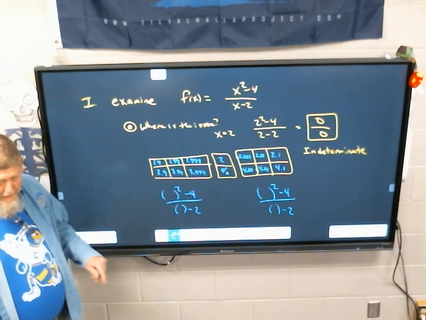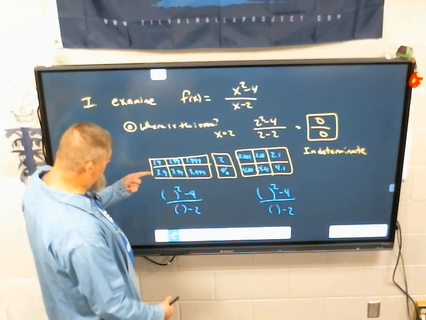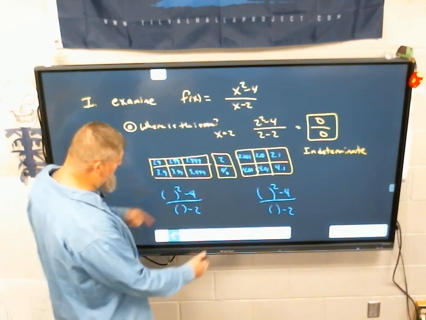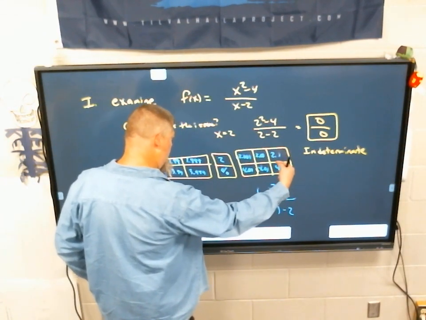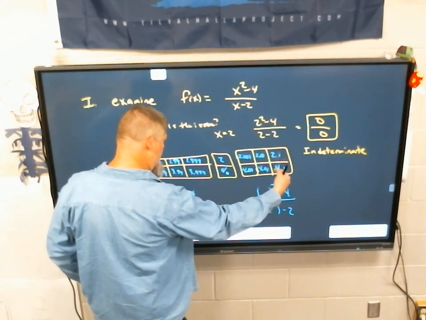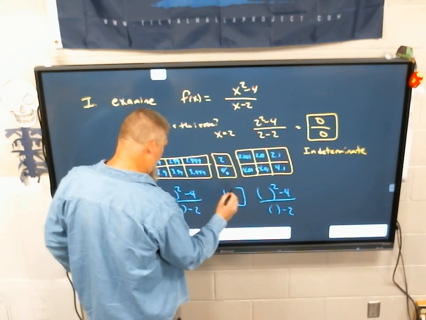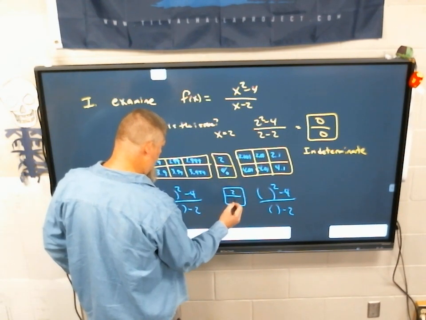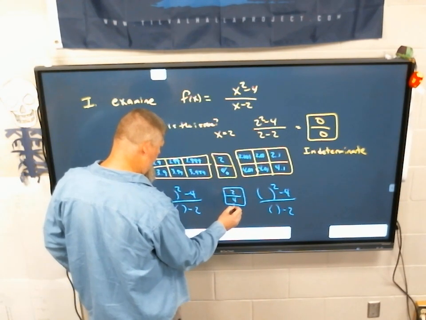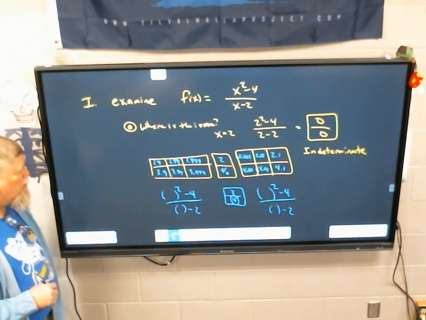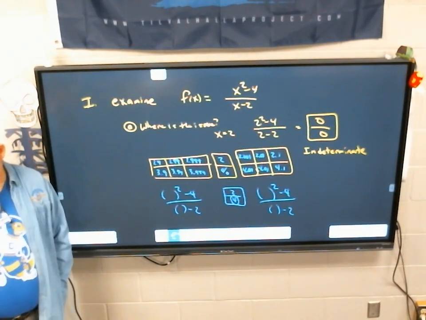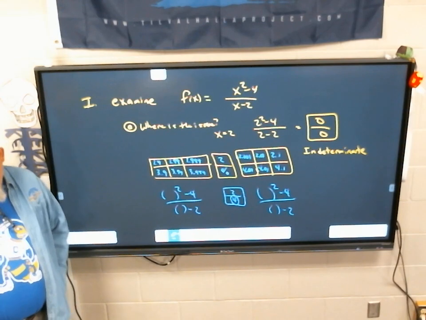Okay, so look up here then. As we're getting closer to 2, this one looks like it's approaching a value of 4. As this one is approaching a value of 2, it looks like it's getting closer and closer to a value of 4. So we could intuitively say that at 2, the value is 4. Now we don't know that for sure, but we get the idea.